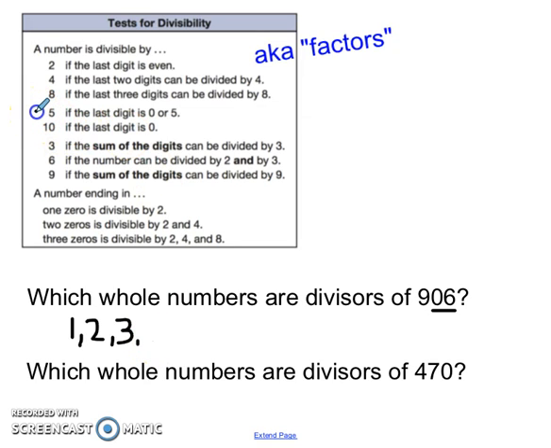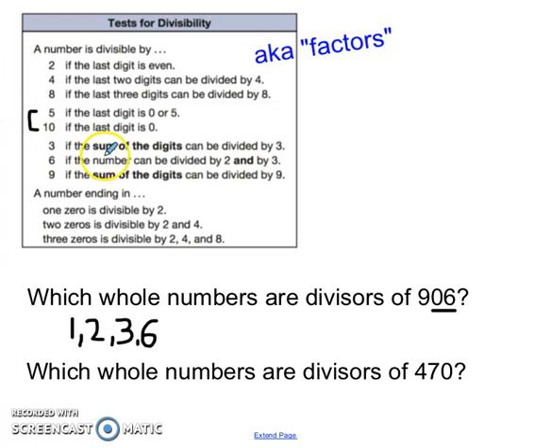For 5, if your last digit is 0 or 5, then 5 is a divisor, and that's not the case for us, so no 5. For 6, the number must be divisible by both 2 and 3. Well, that happened. We have a 2 and we have a 3, so automatically we can go ahead and write 6.